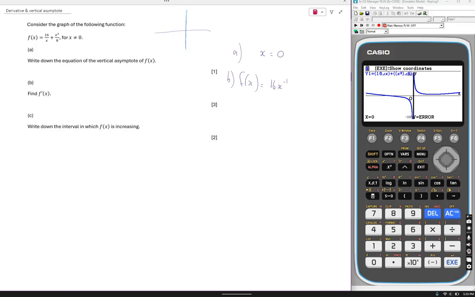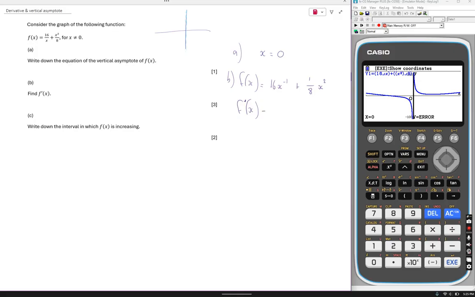16 over x is the same thing as 16 times x to the power of negative 1. That's one of your index laws. And x squared over 8 is the same thing as 1 over 8 times x squared. I just like that a little bit better for when we're doing derivatives. Now I can take the derivative, so my notation needs to change. My next line is going to be my derivative.